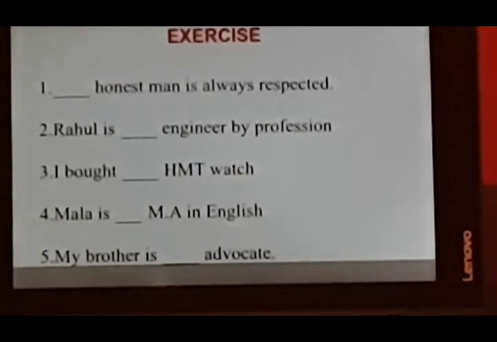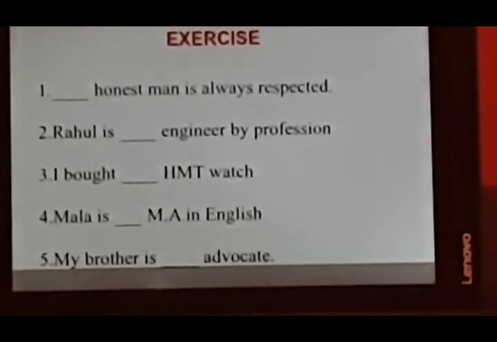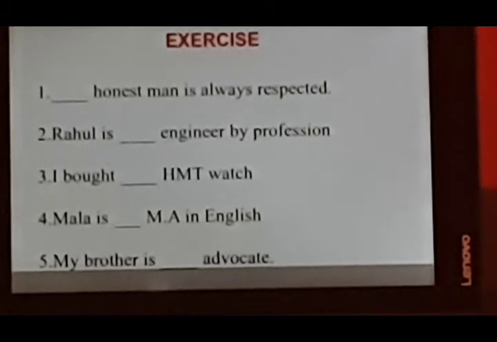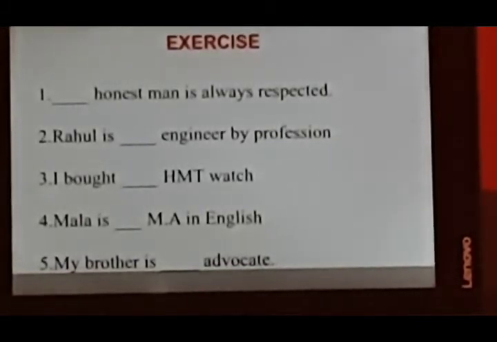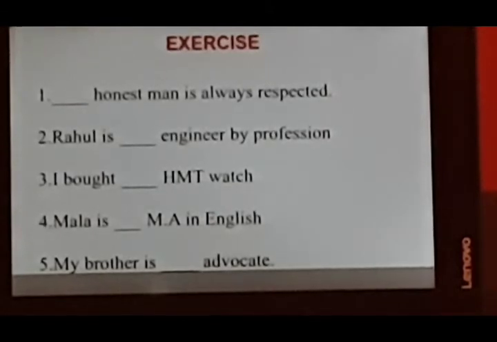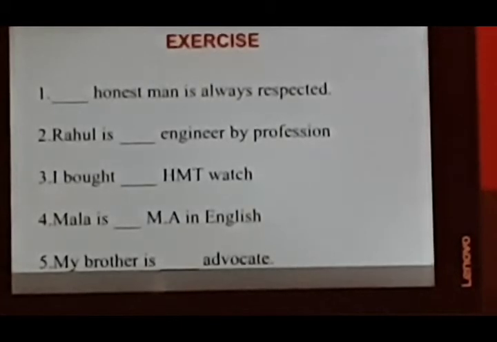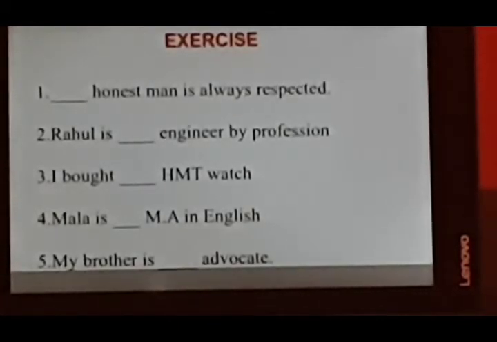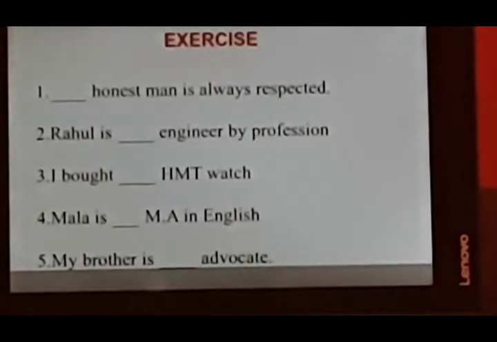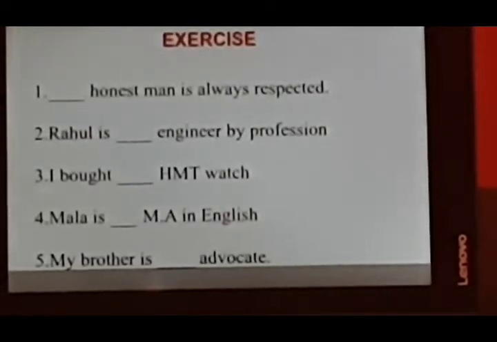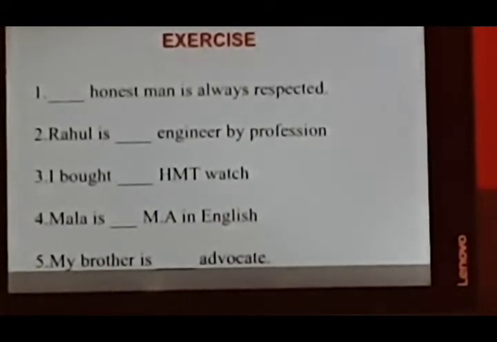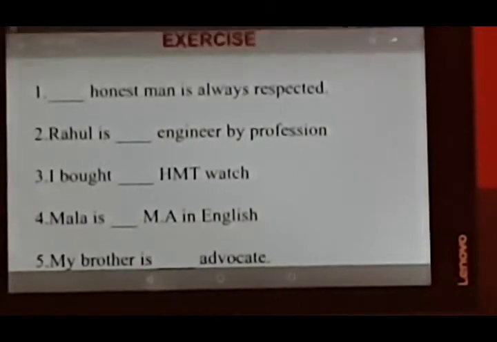Now we can do this exercise since we know where to use a and where to use an. An honest man. See, honest begins with a consonant but it has a vowel sound. An honest man is always respected. Rahul is an engineer by profession. I bought an H. See, H is like ECH or ETCH. So the sound is of a vowel. I bought an HMT watch.